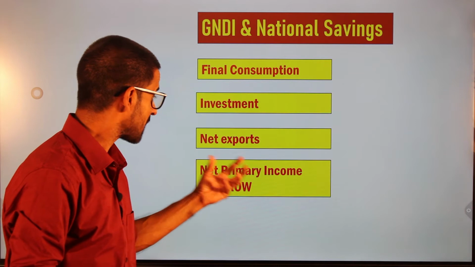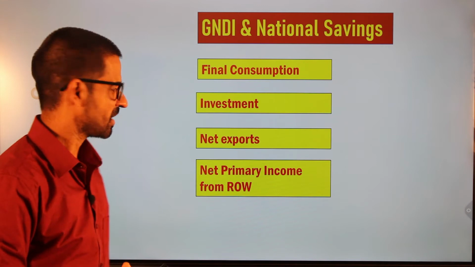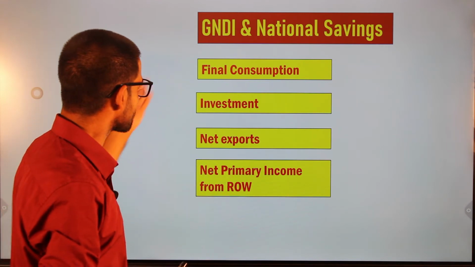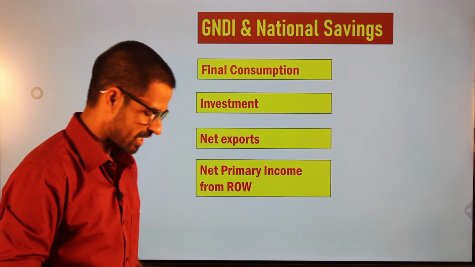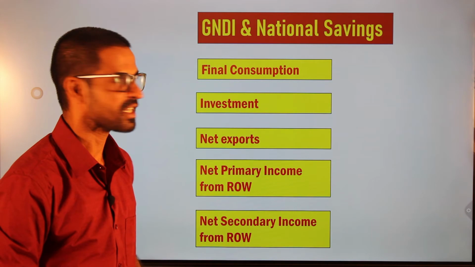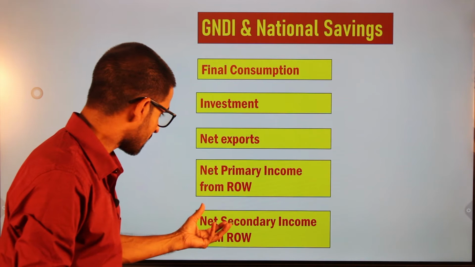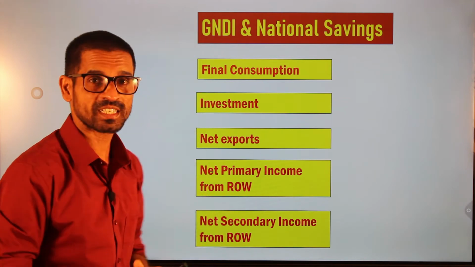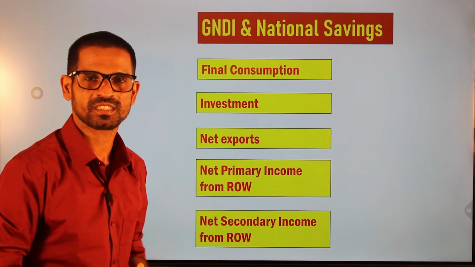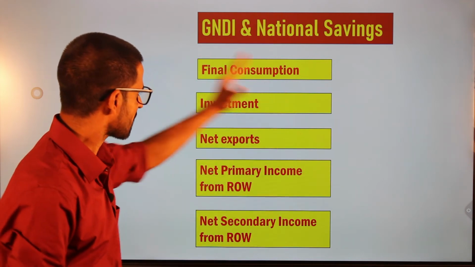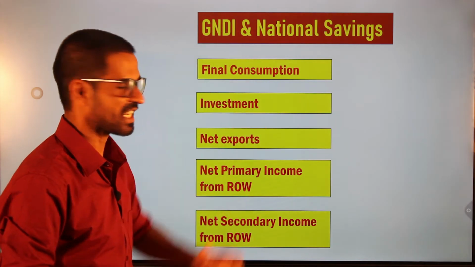To that you add net primary income from abroad or the rest of the world, as we learned in the previous slide. Then you reach gross national income. Then to that you add net secondary income from the rest of the world to reach gross national disposable income. This gross national disposable income is available for both final consumption, or aggregate consumption, and national savings.